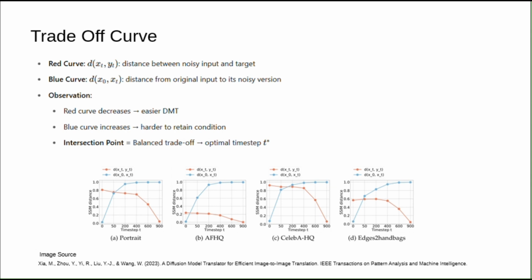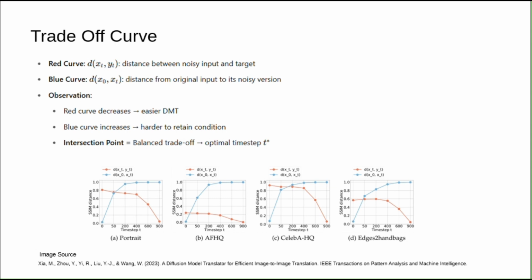So now let's look into the trade-off curve. On this, we can see a plot where the red curve shows the distance between xt and yt. This measures how hard or easy it is to translate between the two at a given noise level, whereas the blue curve shows the distance between the original image x0 and its noisy version xt. This captures how much information from the inputs survives the noise.